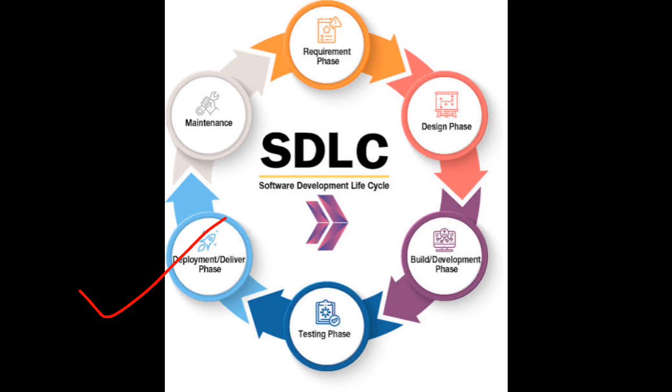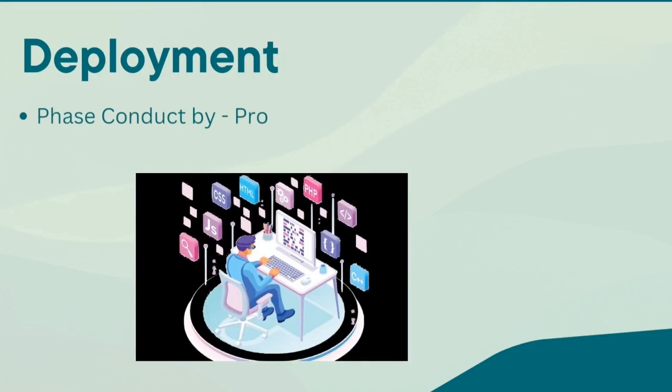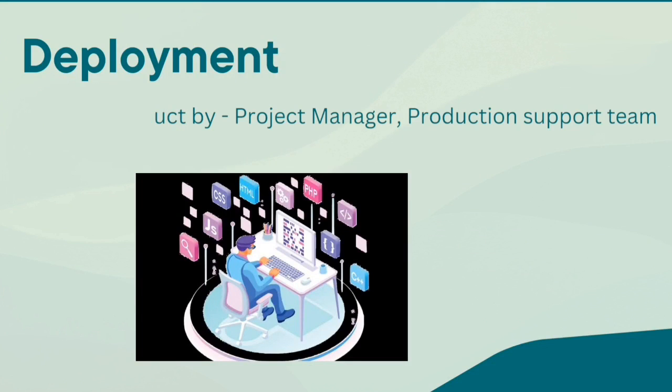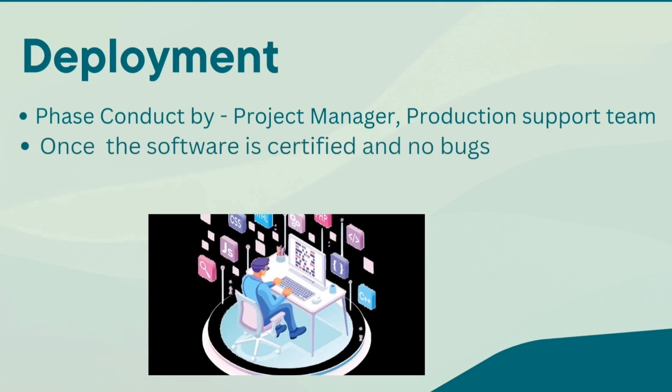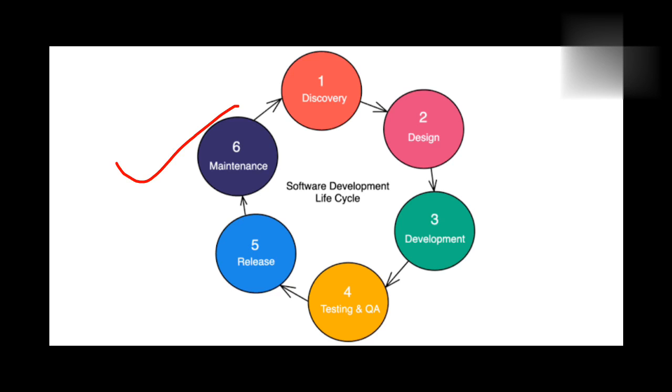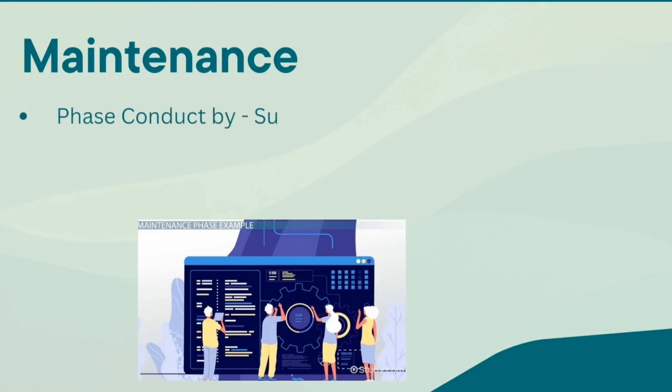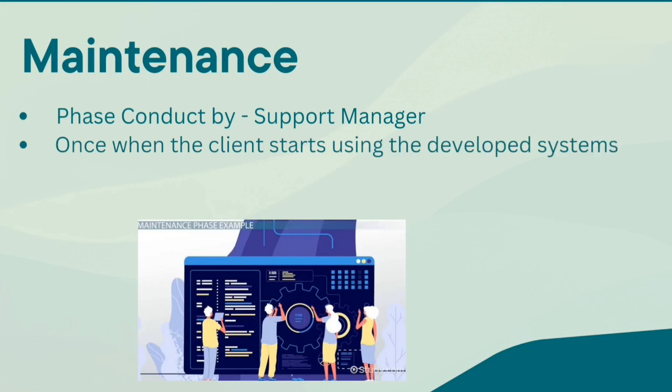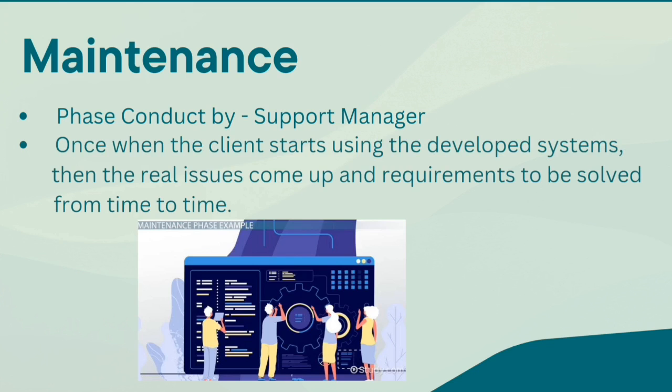So the next phase is the deployment phase. This phase is conducted by the product manager, operations and production support team. Once the software is certified and no bugs and errors are stated, then the final software is released to the market, deployed to the customer environment. Then the last phase is the maintenance phase. This phase is conducted by the support manager. Once the software is live and operational, and if any issue comes up, then we need to fix that issue. Also, if there are some updates, then we need to take care of those updates. So all these things are considered in the last phase.